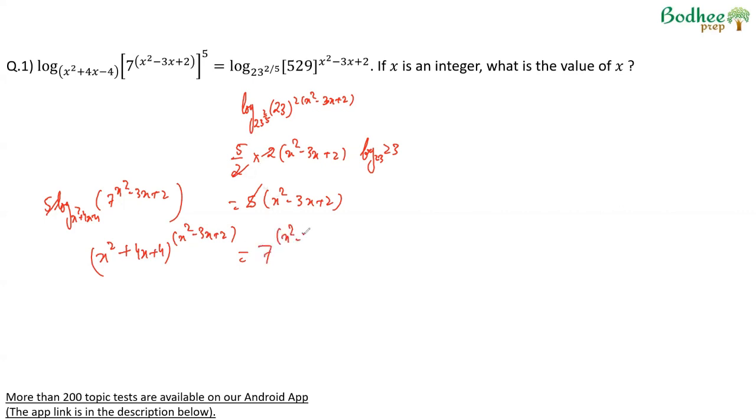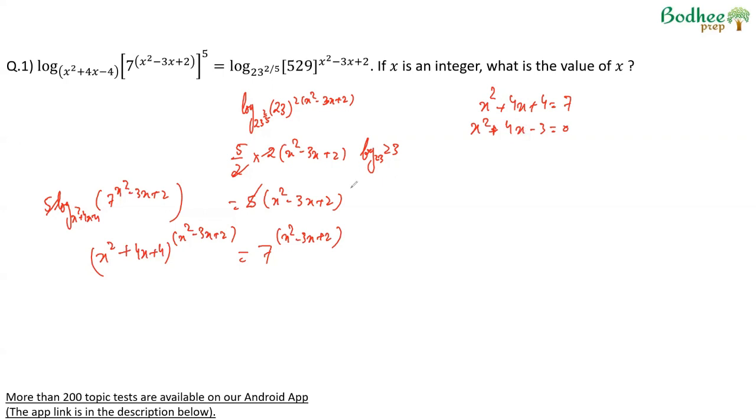So x square minus 3x plus 2. Either now the base will be same, which means x square plus 4x plus 4 will be equal to 7, which means x square plus 4x minus 3 is 0. B square minus 4ac is 16 plus 12, root 28. X is an integer. From here we will not get an integral value.